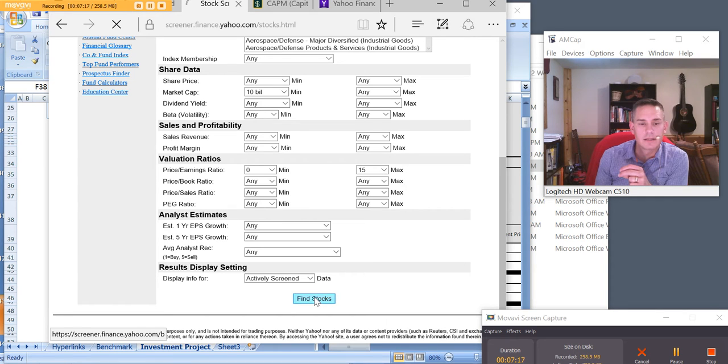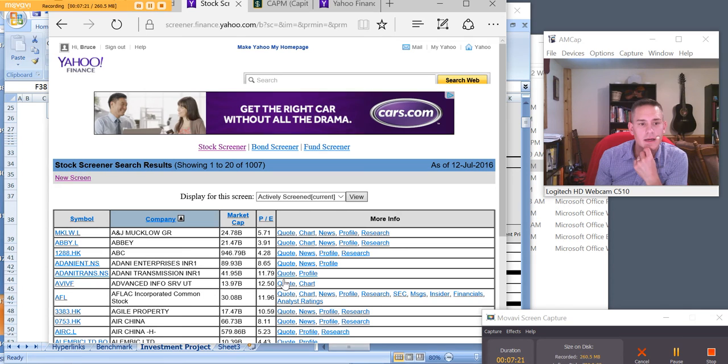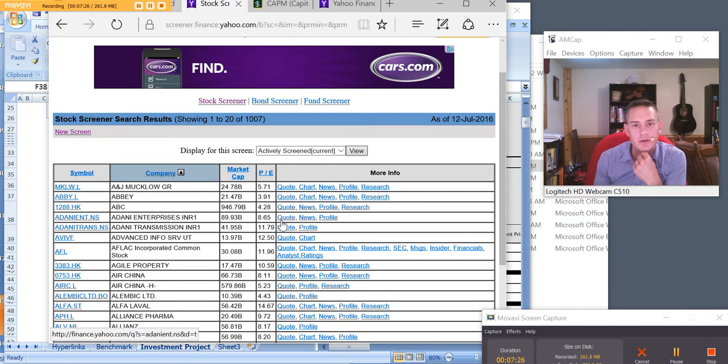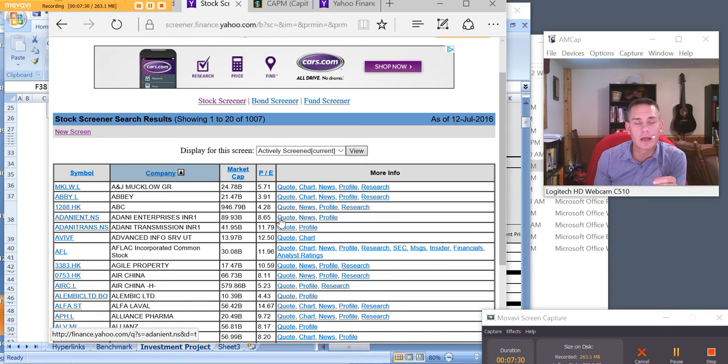And then I'm going to hit find stocks. And this is going to give me a list of all the stocks that trade on the New York Stock Exchange, or whatever stock exchange we have listed, that have a market capitalization of above $10 billion and a P/E ratio of 0 to 15. The next thing I'm going to look for are companies that I've heard of before. Okay.